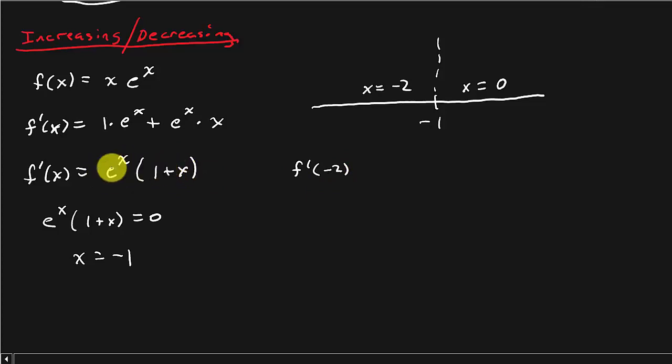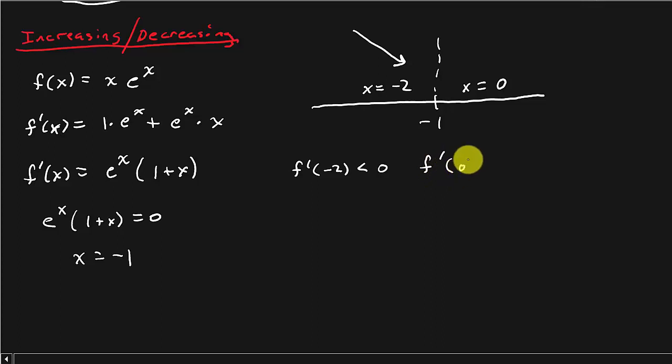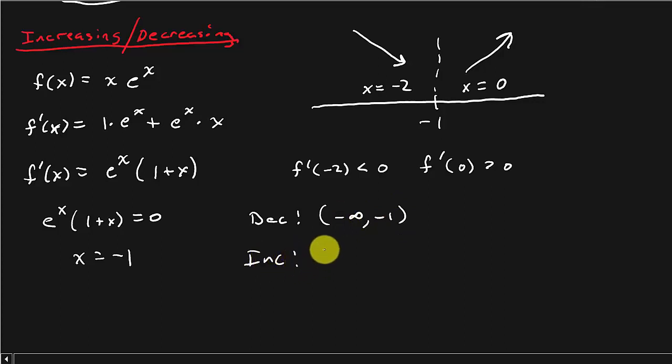So that's going to give me a negative times a positive is negative. And remember, that's really all you care about. Is it positive or negative? We don't care about what the exact number is. Okay? And so since this was less than 0, that means on this interval, it's decreasing. Now let's do f prime of 0. So that's going to be positive times a positive, which is positive, and so that means it is increasing. And so this thing is decreasing from -infinity to -1 and increasing from -1 to infinity.